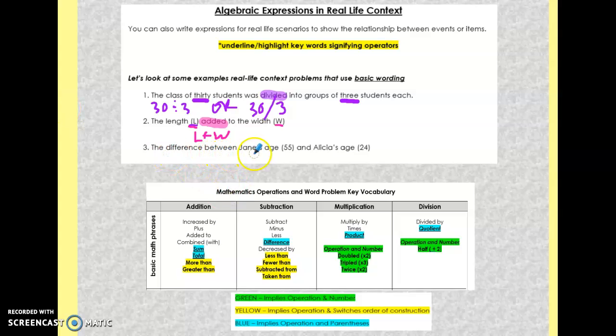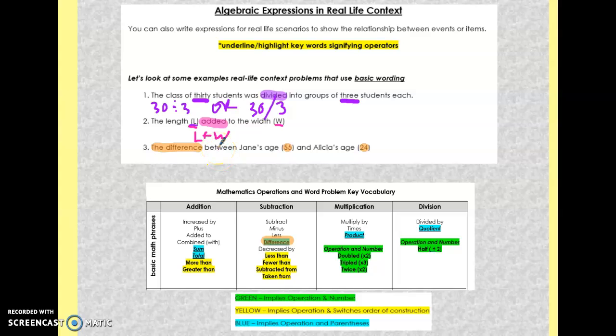All right, so last one to look at some basic key wording. We have the difference between Jane's age, which is 55, and Alicia's age, which is 24. So looking for my key word, the difference. Again, if you're not as familiar with it, it is down here. Difference means to subtract. And typically we talked about the word difference meaning that we need to put things in parentheses. However, when we look at what we're actually subtracting, we're looking at Jane's age and Alicia's age. Those are the only 2 things that I'm subtracting. So there aren't any other operations that we need to group it from.